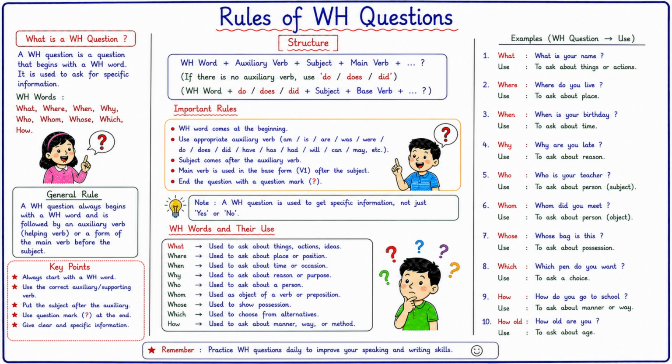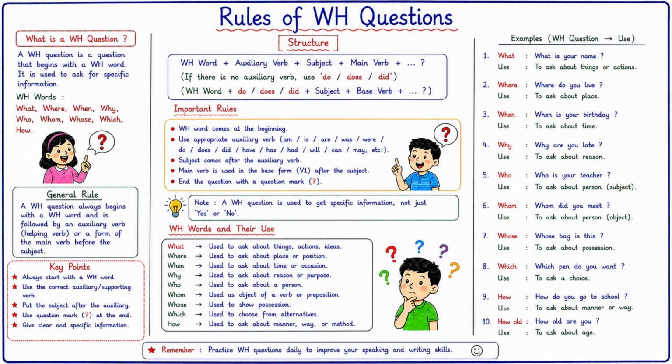How can also combine with other words. For example, how old are you? This asks about age. How much does it cost? This asks about price or amount. How many books do you have? This asks about quantity. How long will you stay? This asks about duration.